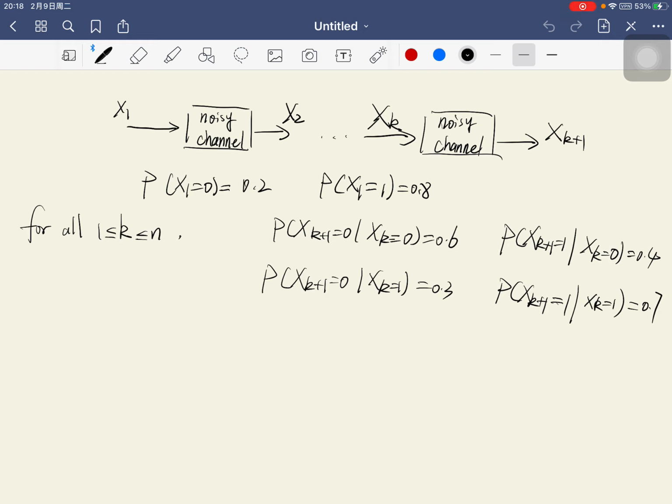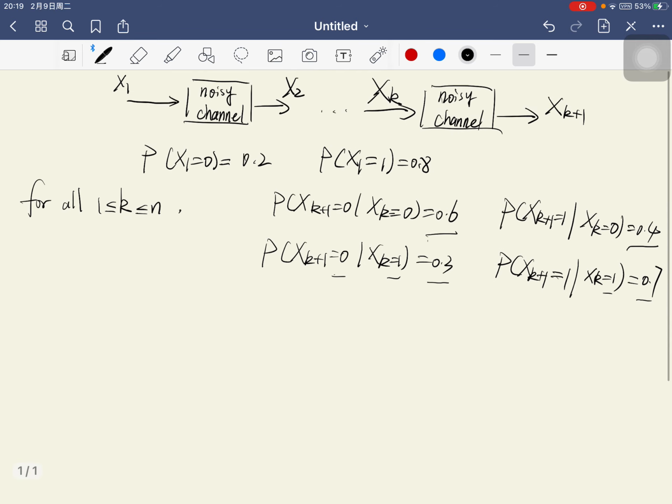For all k, the later received signal depends on the previous signal. The probability of xk plus 1 equals 0 on the condition of xk equals 0 is 0.6. The probability of xk plus 1 equals 1 on the condition of xk equals 0 is 0.4. The probability of xk plus 1 equals 0 on the condition of xk equals 1 is 0.3, and the probability of xk plus 1 equals 1 on the condition of xk equals 1 is 0.7.